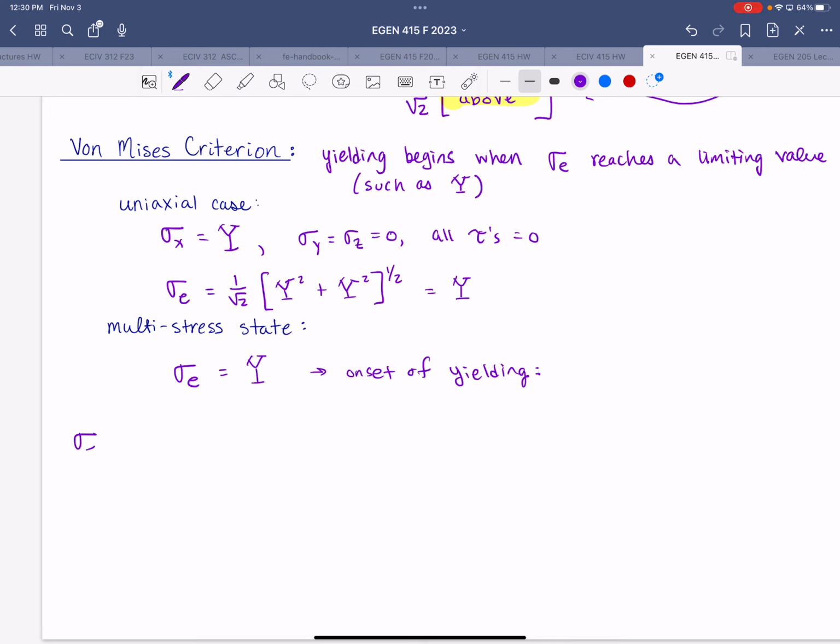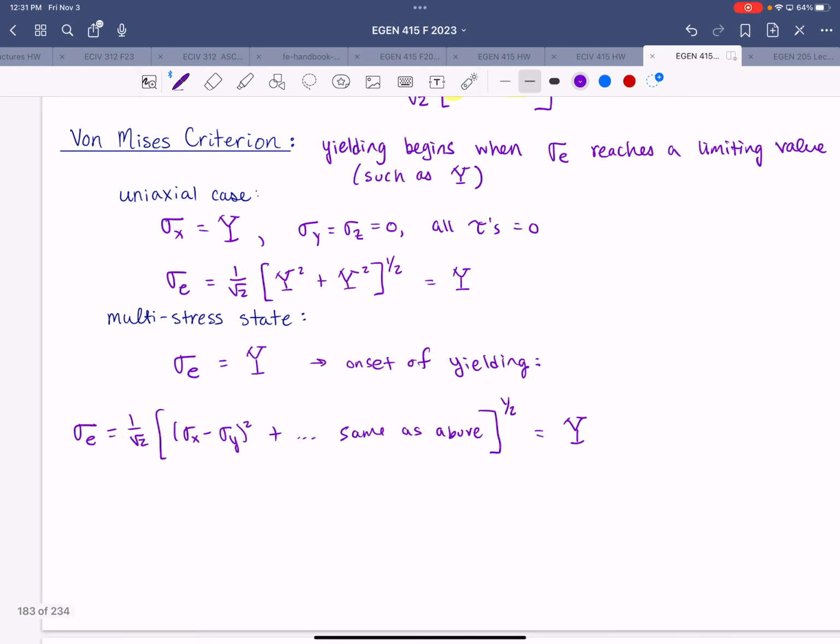And so then plugging it in, we have 1 over the square root of 2 times, in brackets, sigma x minus sigma y squared. Let's see. Well, there's actually nothing new about this line. It's the same as what was written above. And that is set equal to the yield stress.